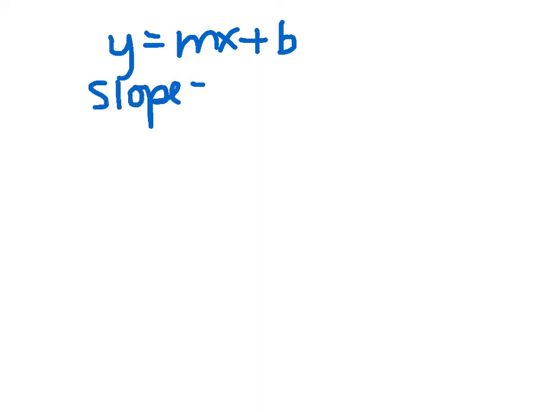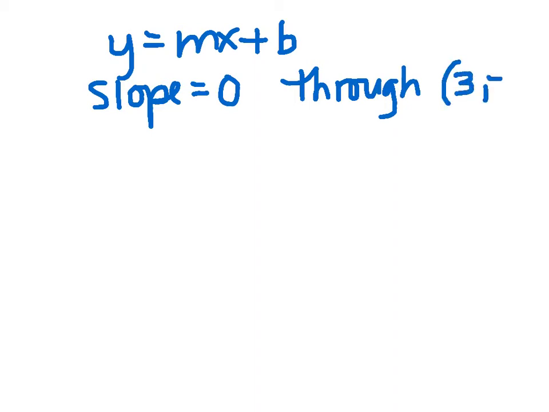What if I'm told, I'm going to write y equals mx plus b. What if I'm told that the slope is equal to 0 and it goes through the point (3, -2).